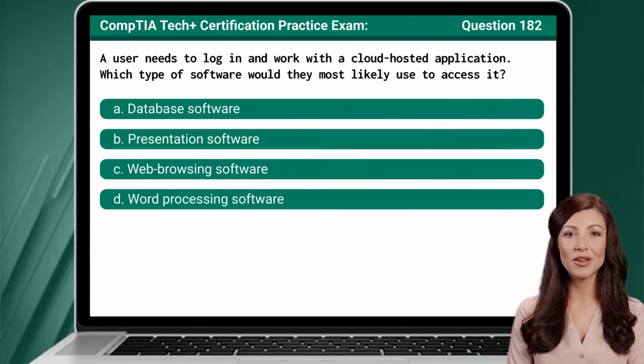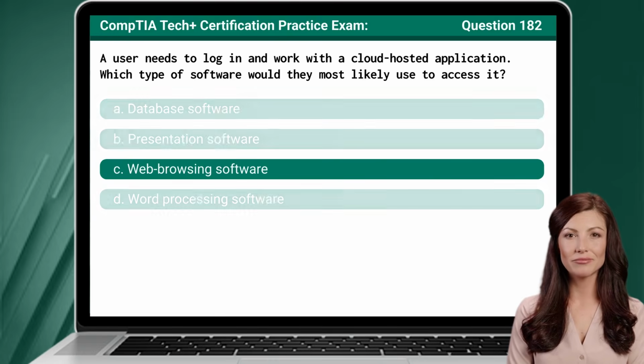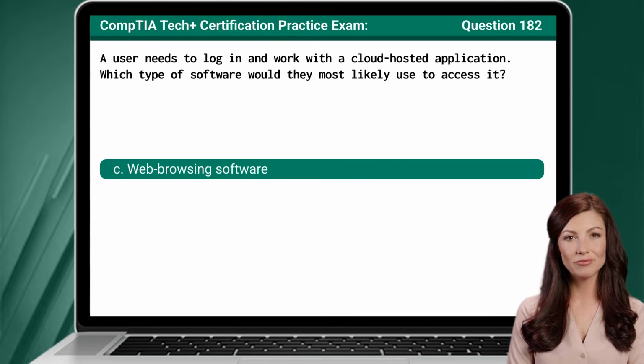Question 182. A user needs to log in and work with a cloud-hosted application. Which type of software would they most likely use to access it? The answer is C. Web browsing software.